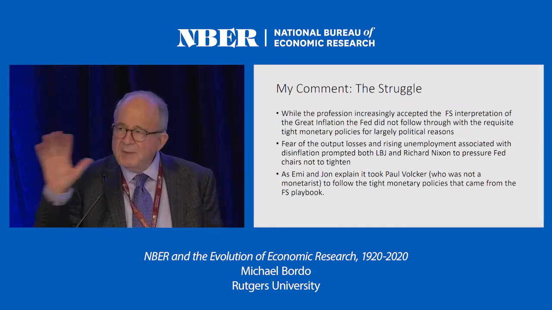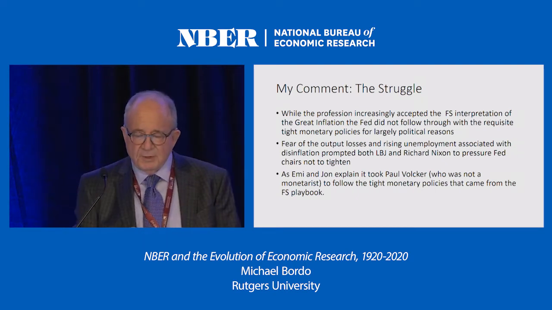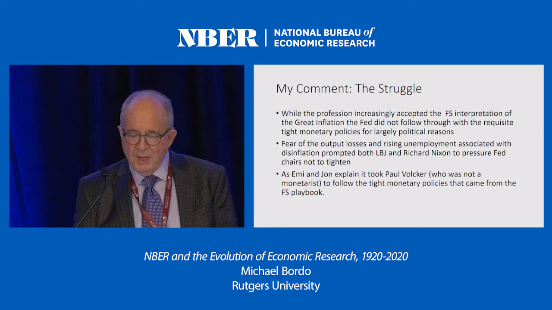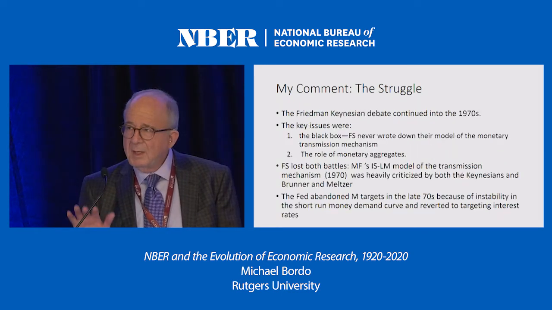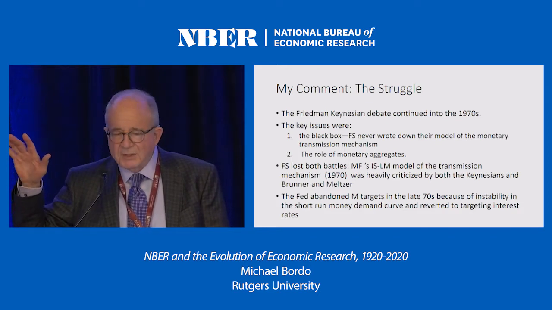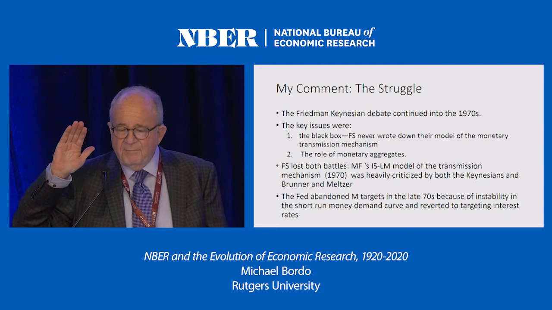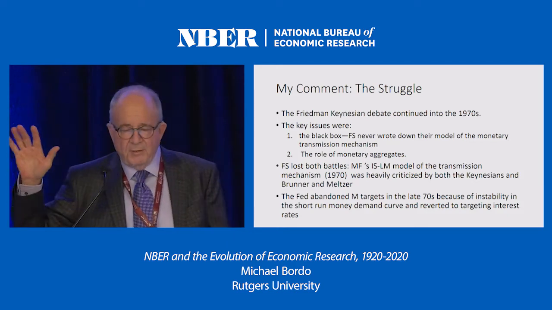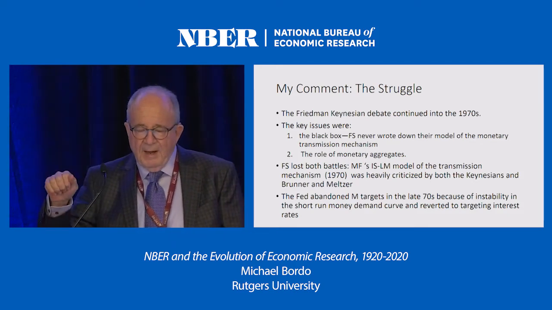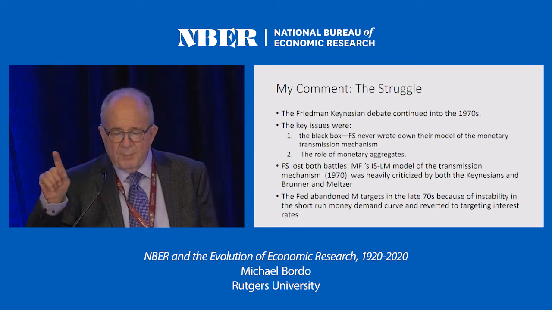So as Emmy and John explained, it took Volcker, who was not a monetarist, to follow the tight monetary policies that came from the Friedman and Schwartz playbook. So the debate continued into the 70s. And the key issues there were, one was the black box, that Friedman and Schwartz, they never wrote down a model of the economy, of the monetary, and the second was the role of monetary aggregates. And Friedman and Schwartz lost both battles.